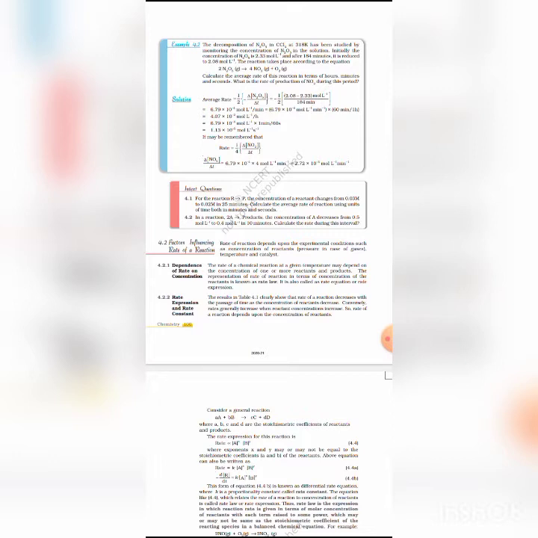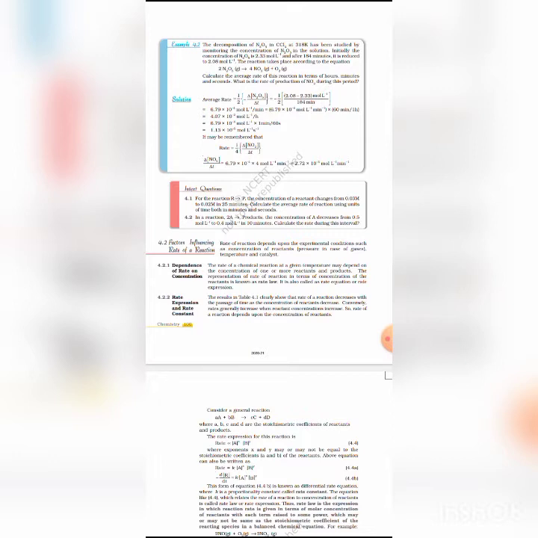Okay, so students, there are many reactions which either do not take place at all or are quite slow in the dark, but take place at a considerable speed when exposed to sunlight or ultraviolet radiations. Such reactions are called photochemical reactions. So nature of the reactant, concentration of reactant, temperature, presence of catalyst, surface area of the reactant, and radiations are the important factors that affect the rate of chemical reactions.